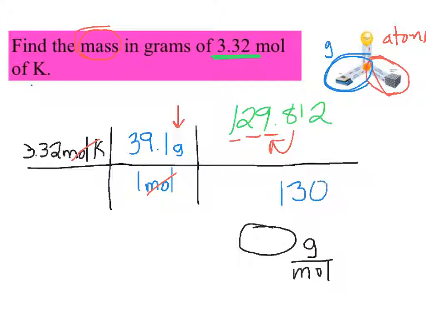130, and I have to include a decimal point, because if I don't, then I will only have 2 sig figs, and that's going to be grams of potassium. That's how I finish it. So that is my final answer right there.